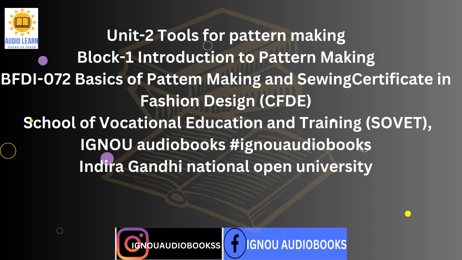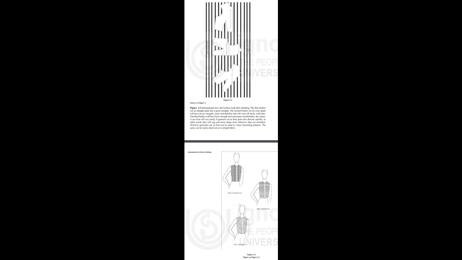Lengthwise grain, warp. Yarns parallel to selvage are known as warp yarns and the direction is known as lengthwise grain. Most of the garments are cut in this direction. Crosswise grain, weft. Yarns perpendicular to selvage are known as weft yarns and the direction is known as crosswise grain. Garments cut in this direction will have more stretch and less strength as compared to warp yarns.